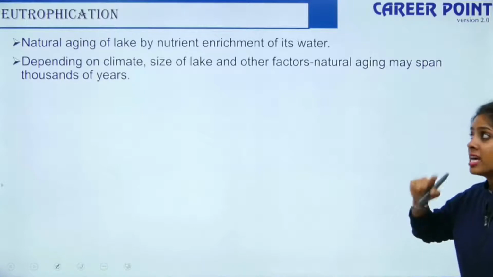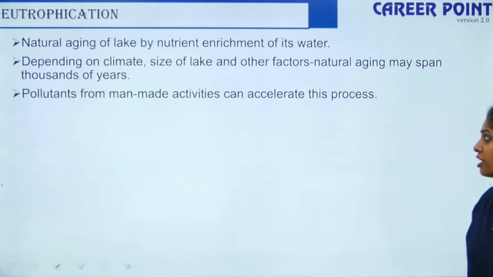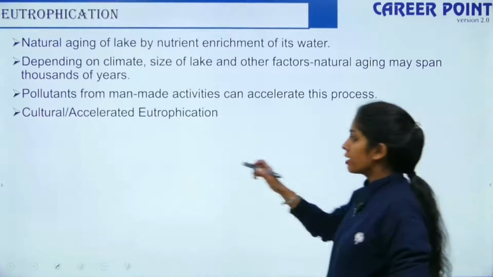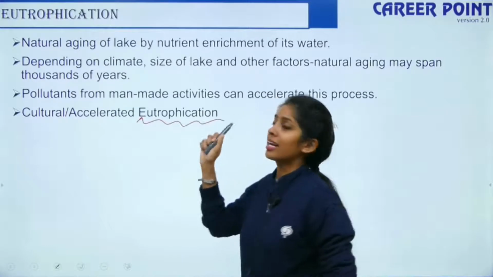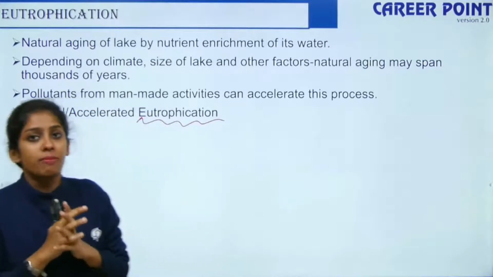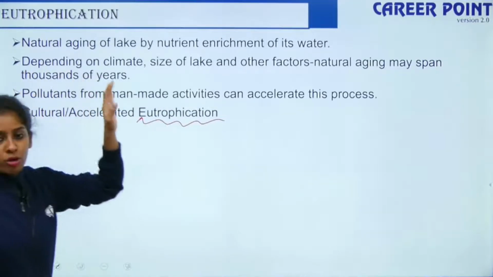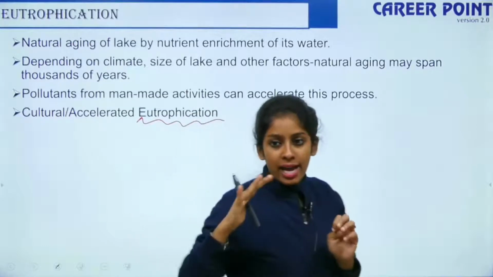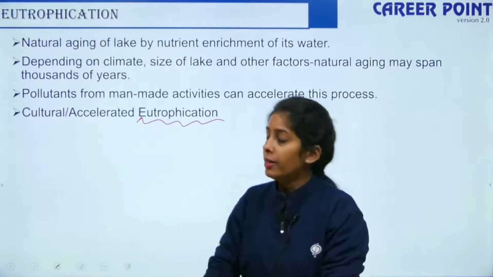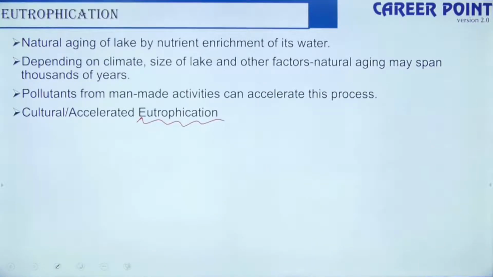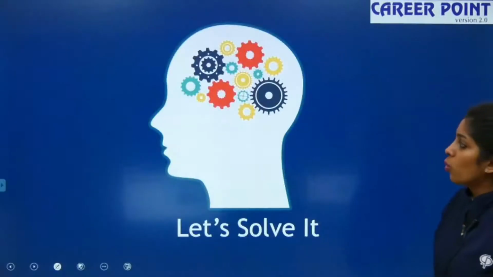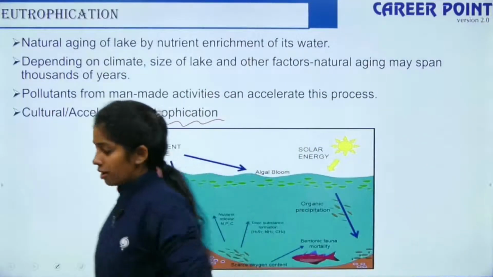When human activities help accelerate this process of eutrophication, it is called accelerated or cultural eutrophication. I agree, eutrophication is a natural process and will take thousands of years, but because of the anthropogenic activities, that is man-made activities, this process of eutrophication is accelerated. At the end of eutrophication, your lakes, that is your water body, is being converted into your land body. So that is the problem. This is called cultural or accelerated eutrophication. Fine. So these are the ways by which your water body is getting polluted.